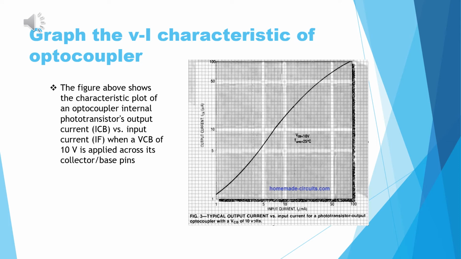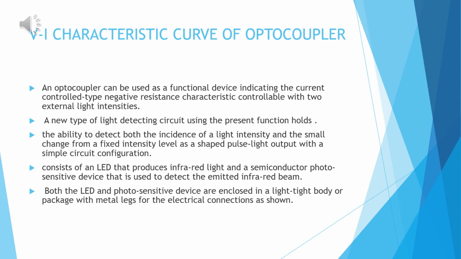The figure above shows the characteristics plot of an optocoupler internal phototransistor output current I_C versus input current I_F when a V_CB of 10 volts is applied across its collector and base pin. V against I characteristics curve of optocoupler.